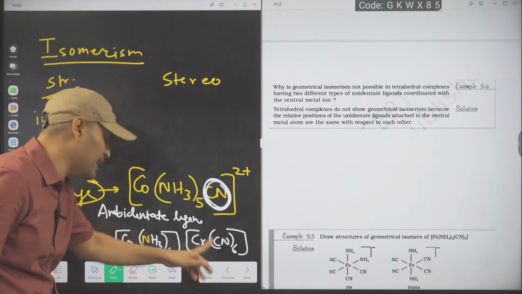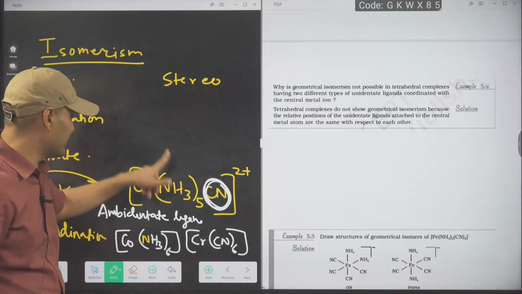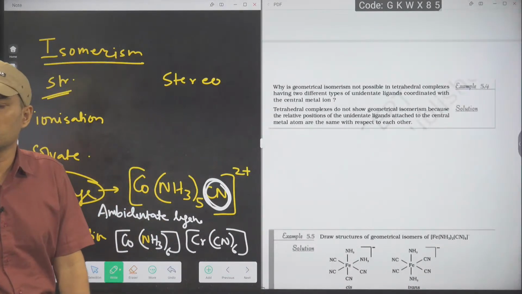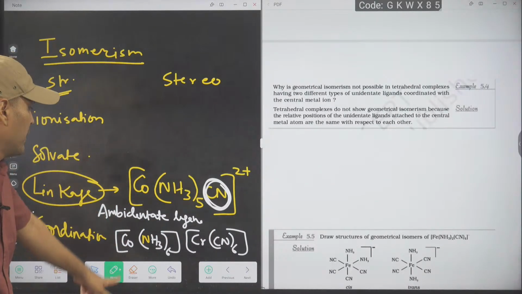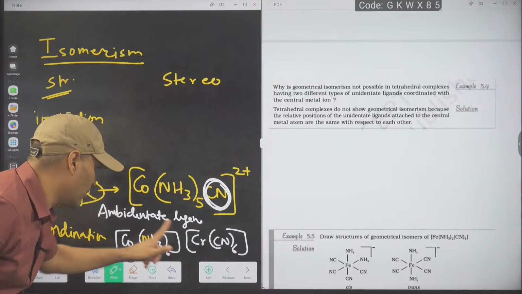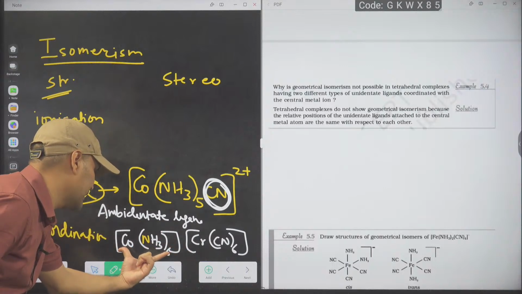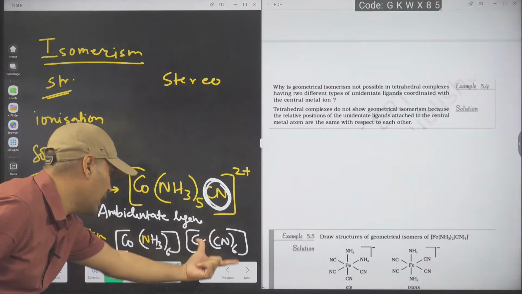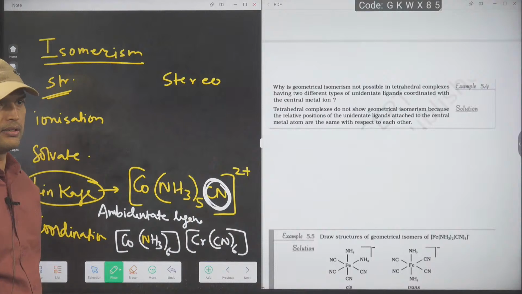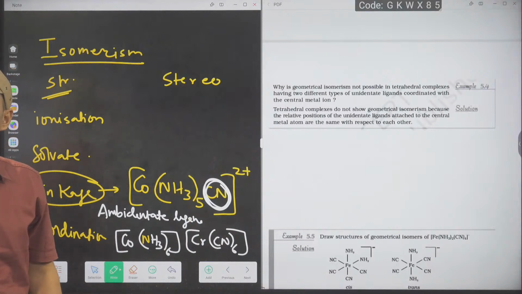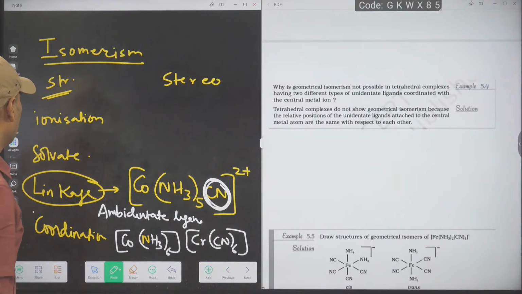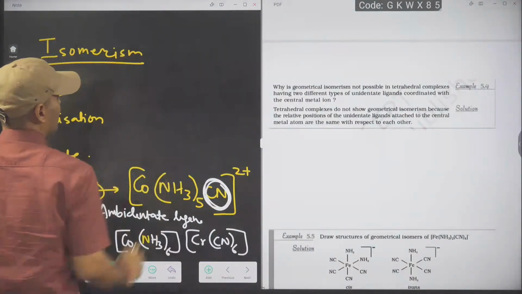Confirm you can see and tell. In the rest of the cases, it is not compulsory that both parts are complex. Here, both parts are complex. Look carefully, the cationic part is also complex, the anionic part is also complex. Then I can tell coordination isomerism. Acha sir, what about ionization?